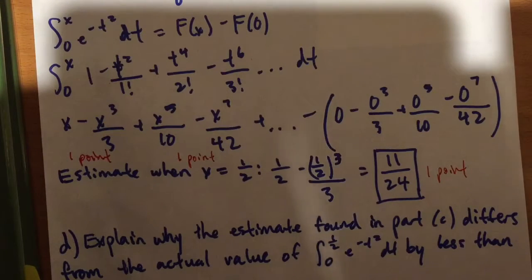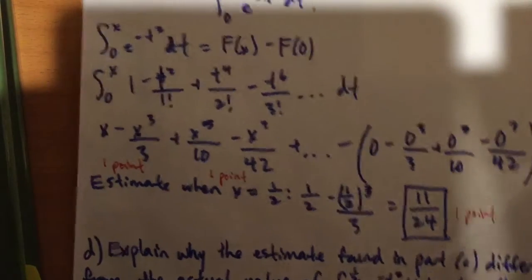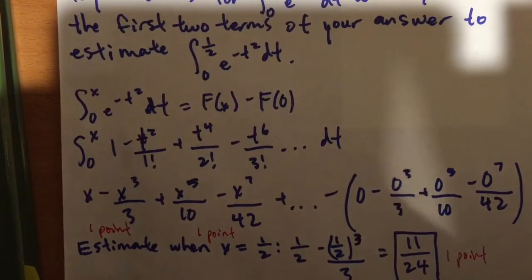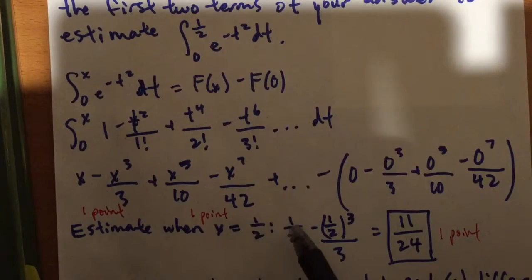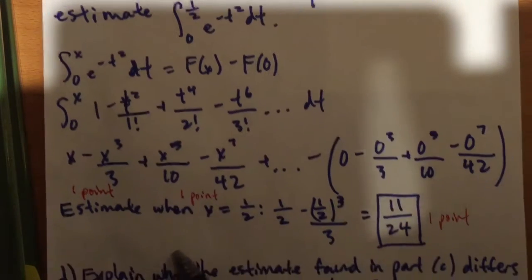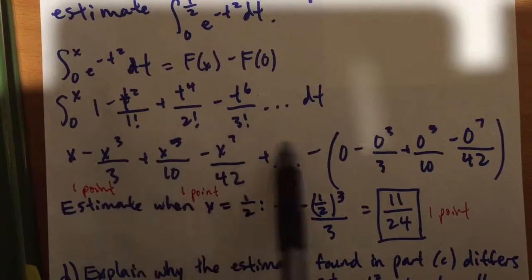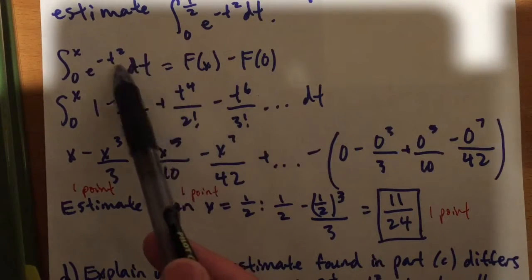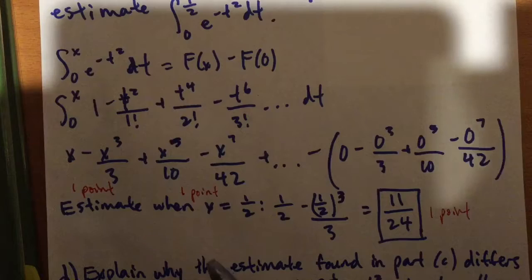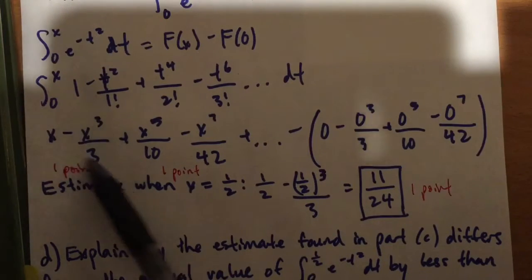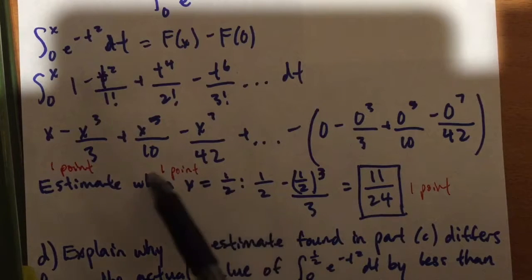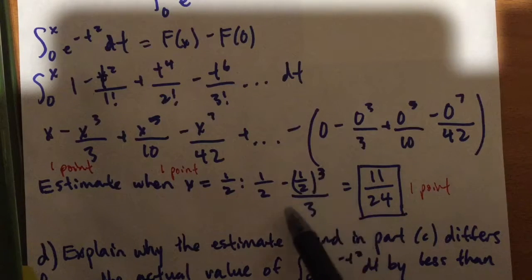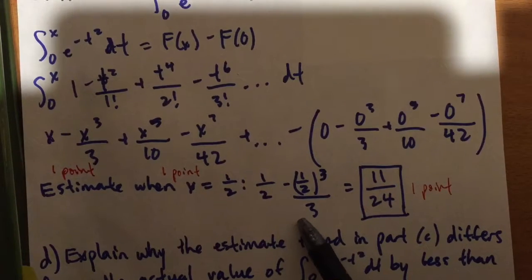The next part of the question is to estimate the integral from 0 to 1/2 of e to the negative t squared dt. Well, the way we do this is we plug in x equals 1/2 into our series that we got for the integral from 0 to x of e to the negative t squared dt. Using the first two terms here, we get that when x is equal to 1/2, 1/2 minus 1/2 cubed over 3 is equal to 11 over 24.